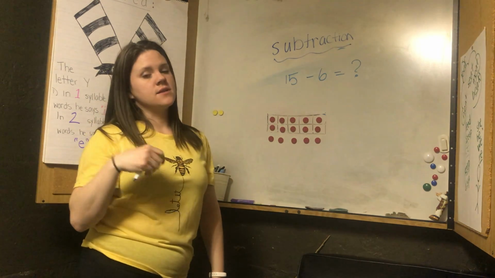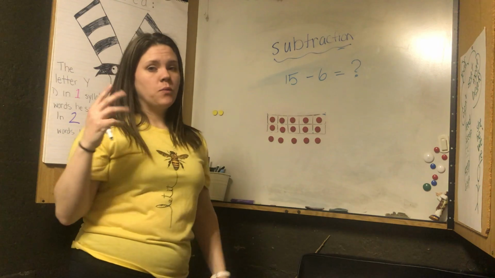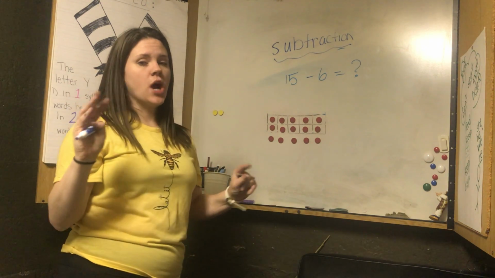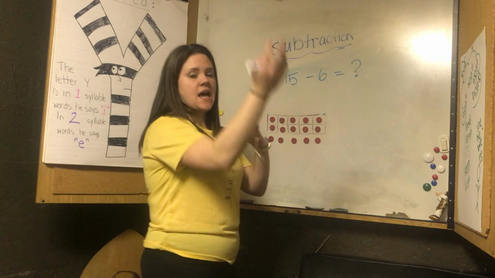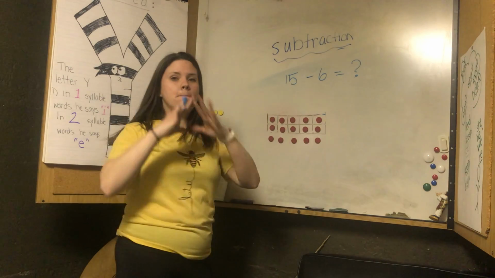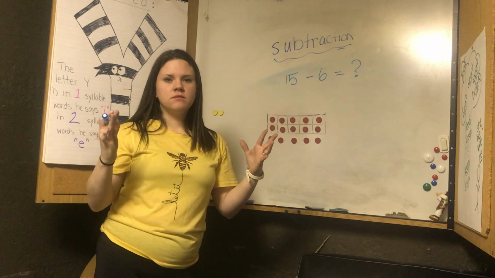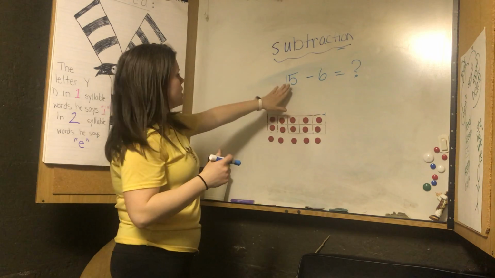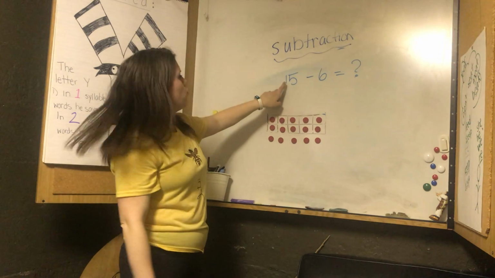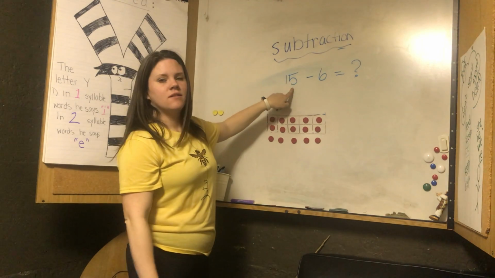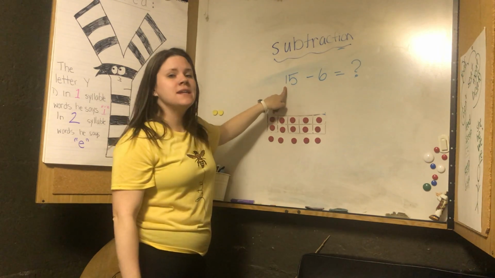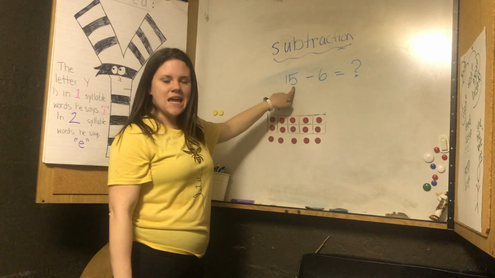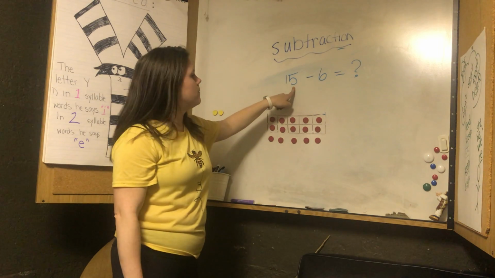I want to show you guys a new strategy, one that we were using in addition. Now this time we're going to try and make 10. Now, instead of building up to 10, we're going to look at the number that's bigger than 10 and bring it down. So this number, right? We have a 1 in the tens place. We have a 5 in the ones place. That number will easily become 10 if I take that 5 away.